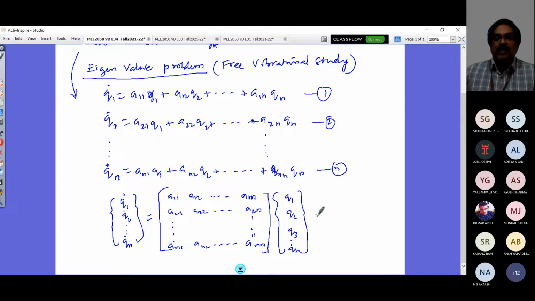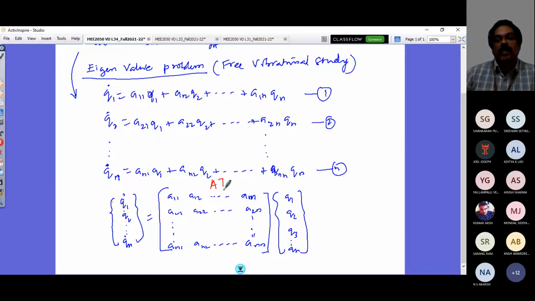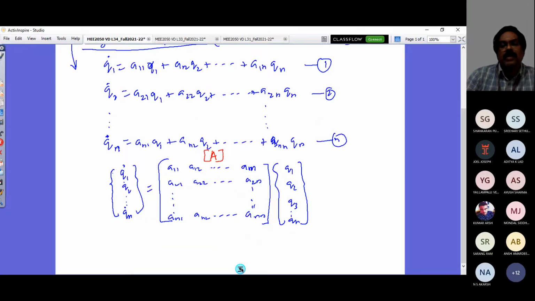So you can represent it this way. So what is this matrix? It is the A matrix, here is the state matrix. This is your state matrix. So what is the solution of this set of equations?